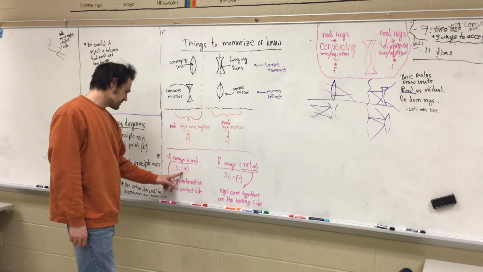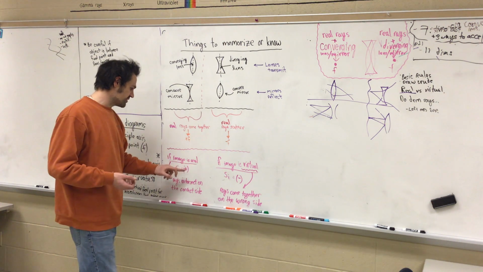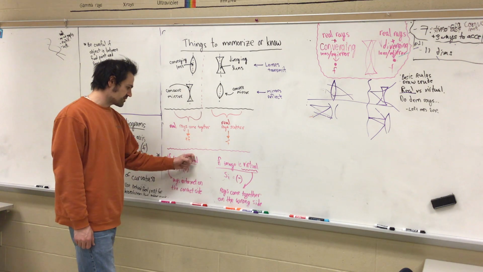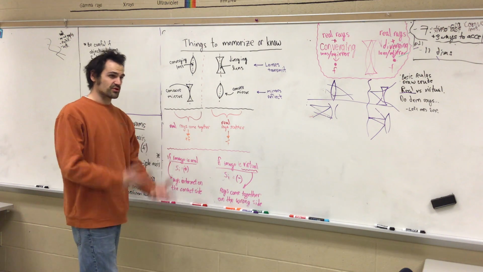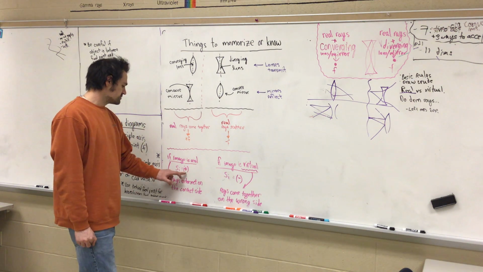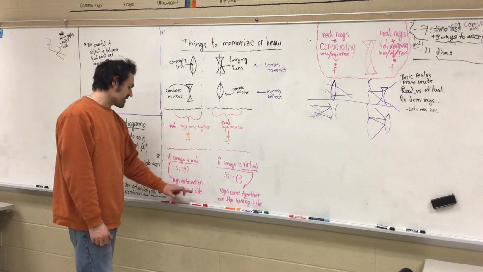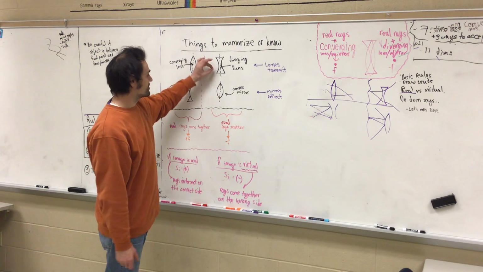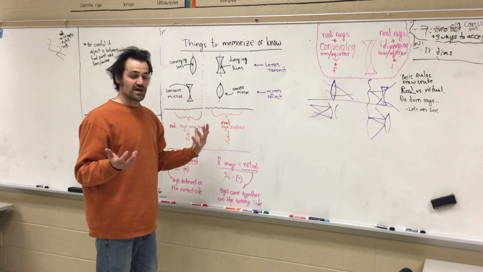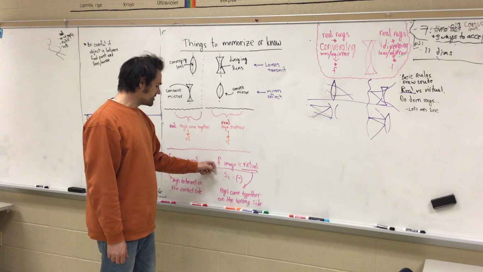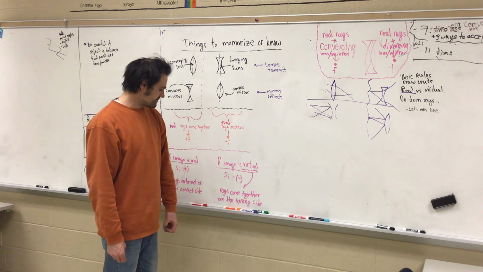If the image is real, your image distance is positive, which makes sense, real positive. I keep saying correct because real images feel correct. So it's going to be positive in that situation. Rays intersect on the correct side. So on a lens, after they transmit, they intersect. For a mirror, after they reflect, they intersect. If your image is virtual, you're going to have a negative image distance.